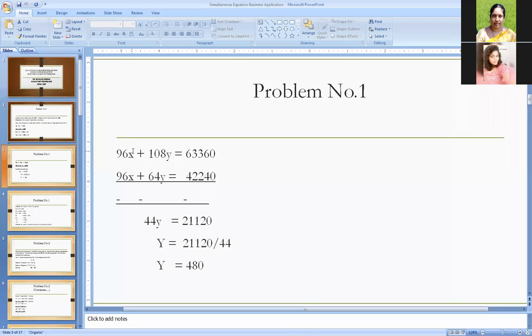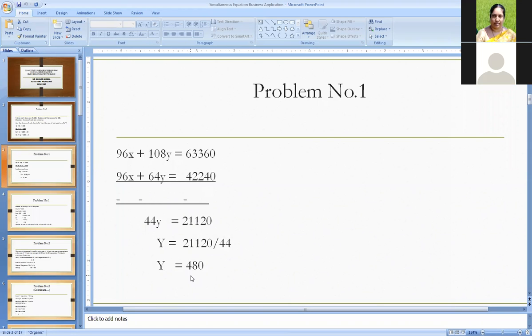That is 96x and 96x get cancelled. Only the remaining values are 108y minus 64y. The difference is nothing but 44y. This is equals to 63,360 minus 42,240. The value is 21,120. We need to go for calculating the value of y. Therefore, y equals 21,120 divided by 44. The value of y equals 480.